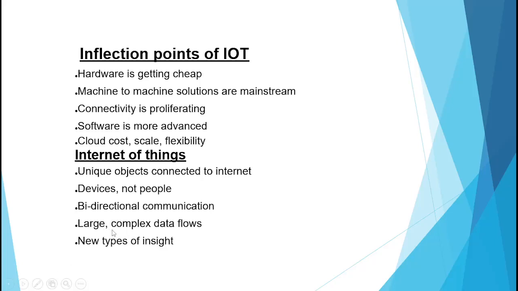Next, large complex data flows. When we talk about IoT, there are large number of devices that are getting connected to the internet and complex data will flow. Next, new types of insight means new type of understanding. We can control lights sitting at the office.